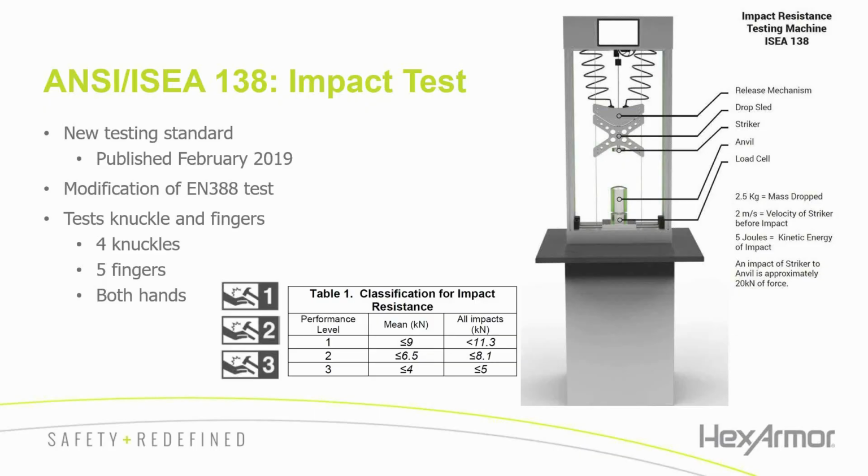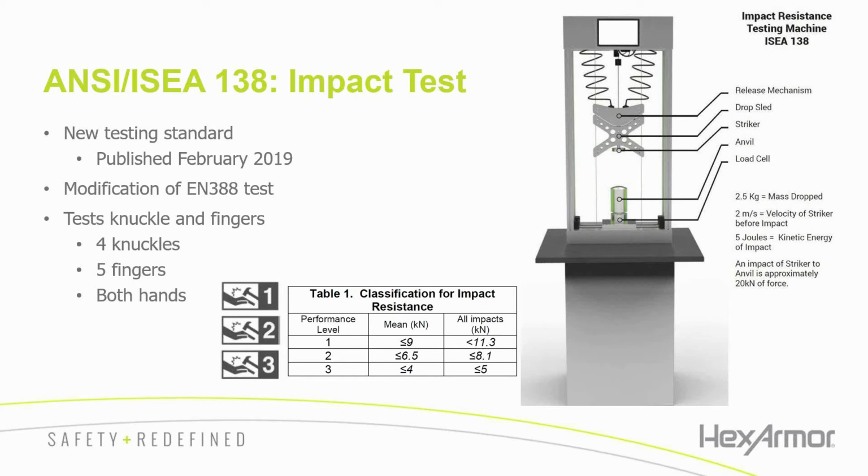For the ANSI ISEA 138, they don't require it to be necessarily on the glove, but again, it can be up to the manufacturer where it's located. You should be able to find it on the packaging or a sell sheet. If you can't find it, you can always ask the manufacturer as well. But that's going to be indicated by the hammer striking the hand icon, followed by a 1, 2, or 3. And again, if you can see my screen, it's going to be in the lower left-hand corner.